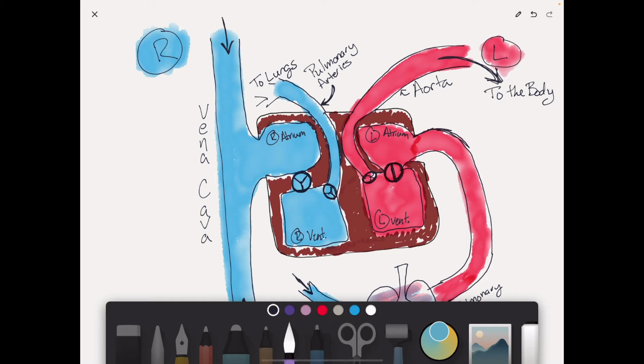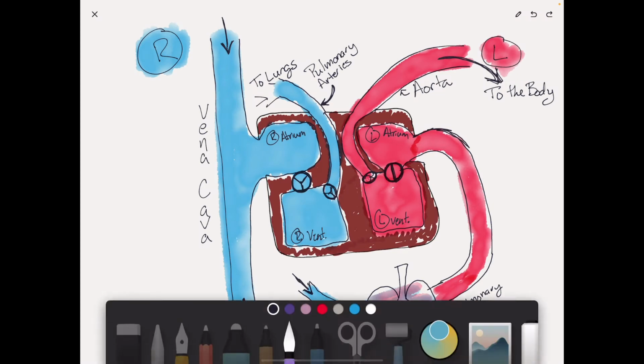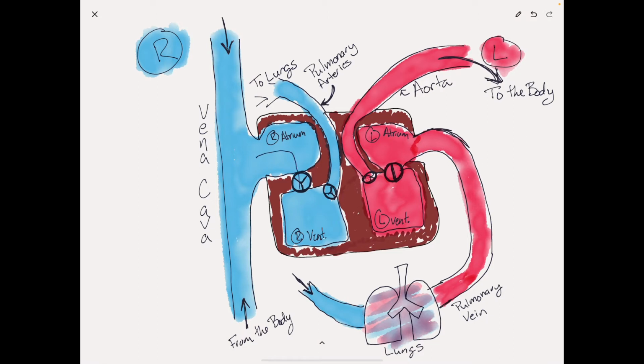Now that you've got this drawn, you can go ahead and we'll move into learning the anatomy, so that you know what you're looking at, what's important, and have a good understanding of the heart and how it's going to work. All right. Let's go ahead and look at the anatomy.